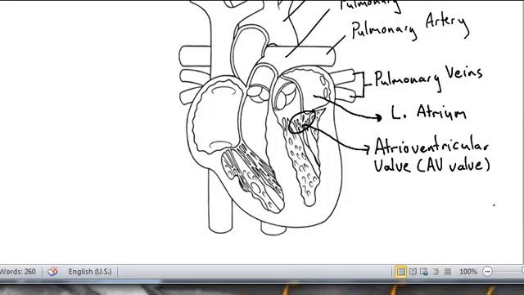And the blood will flow through that valve, and now it can't go back into the atrium once it's through the valve, down into this chamber here, which has a V shape, which makes it easy to remember what the chamber's called. Look at the V shape. It's called the left ventricle.